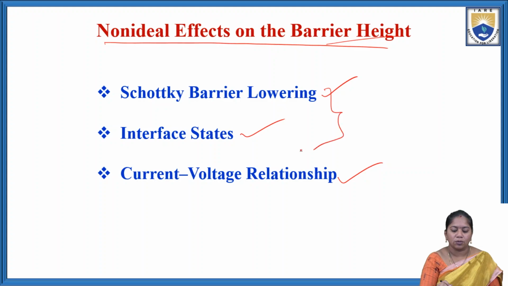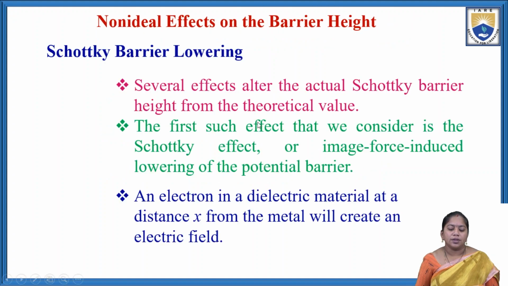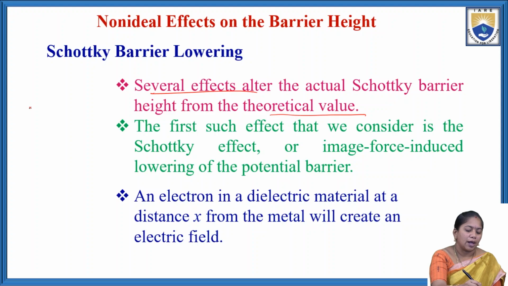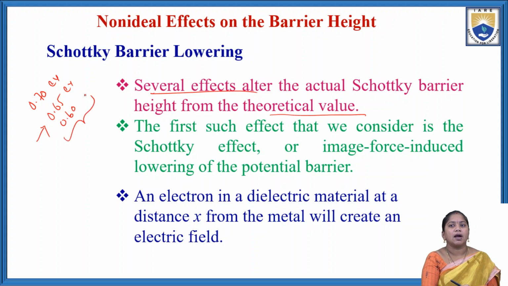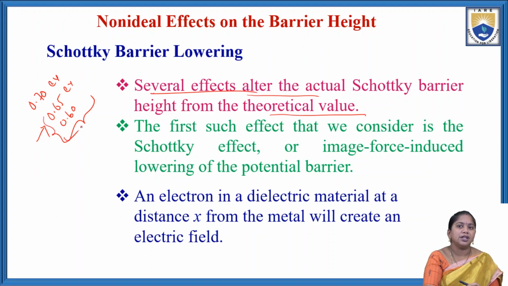Schottky barrier lowering and interface states are the parameters that affect the barrier height. Several effects alter the actual Schottky barrier height from the theoretical value. For example, if the theoretical value is 0.70 electron volts, then the experimental value will be 0.65 or 0.60. That means the theoretical value is different from the experimental value, so there is a deviation between them.